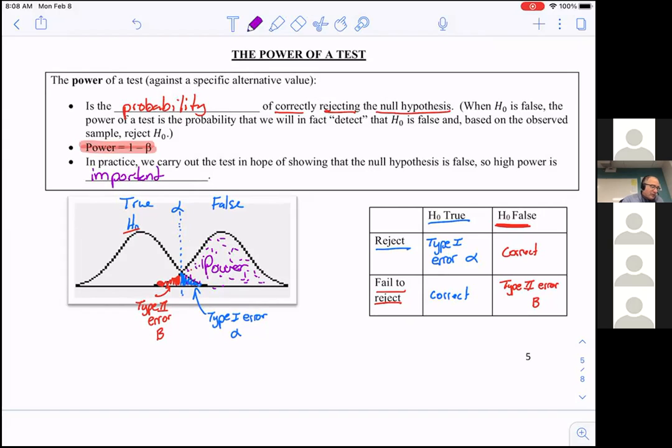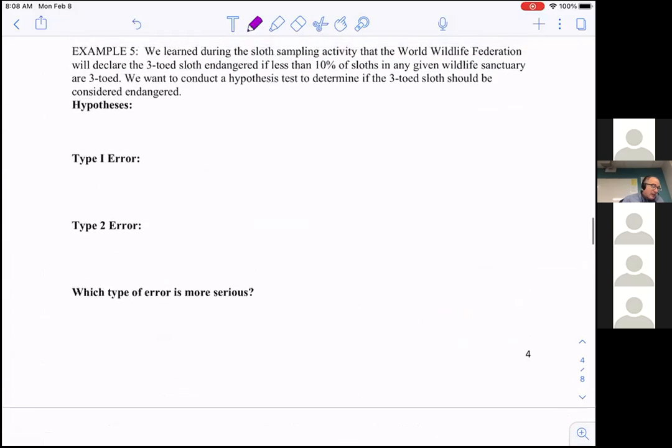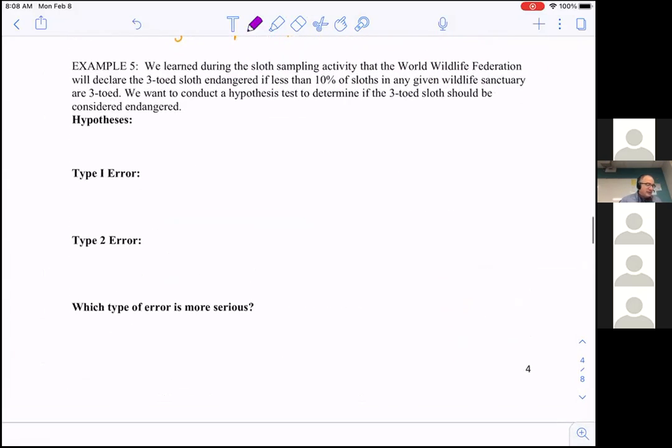Okay, we want to have the ability to correctly reject that null hypothesis, a false null. All right, so let's see if we can tie all these together with a few more examples. So we'll scroll back up in our notes to get to example 5.